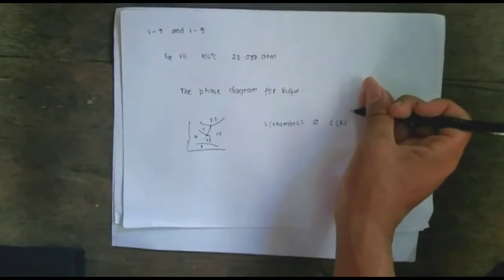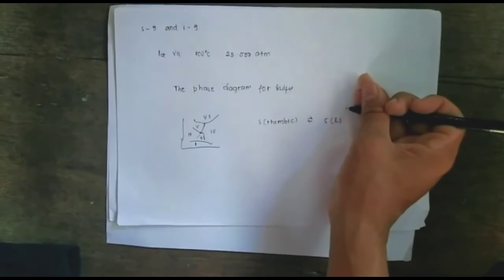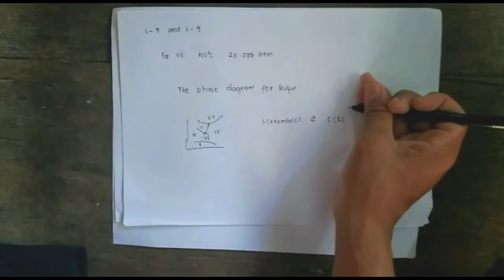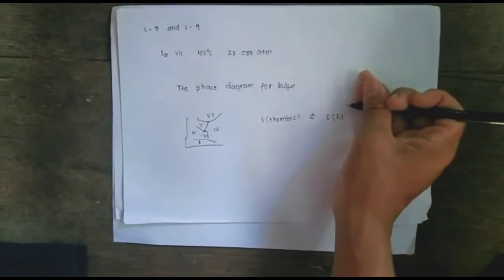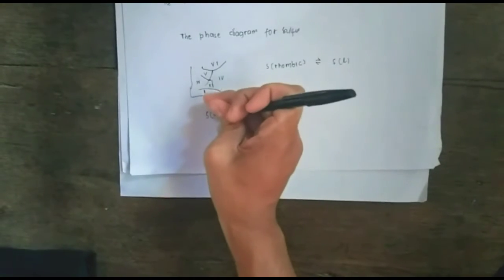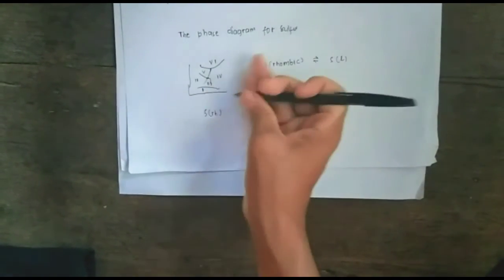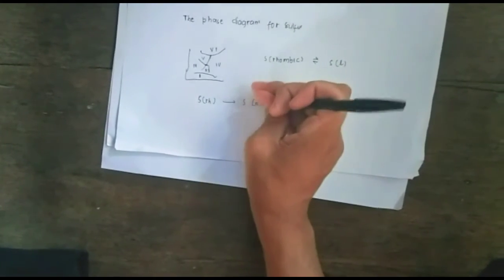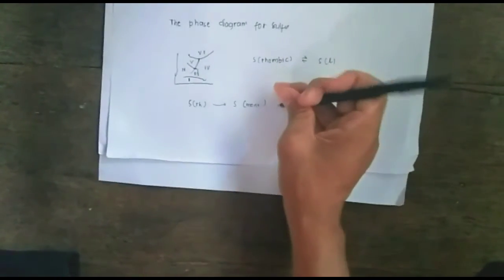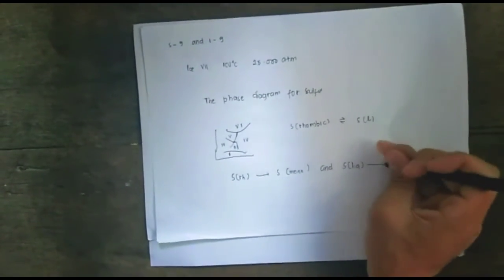It is an example of a metastable equilibrium, since in this region the stable form is monoclinic, superseded by this line. In this region in this direction, we have sulfur rhombic to sulfur monoclinic, and we have sulfur liquid to sulfur monoclinic.